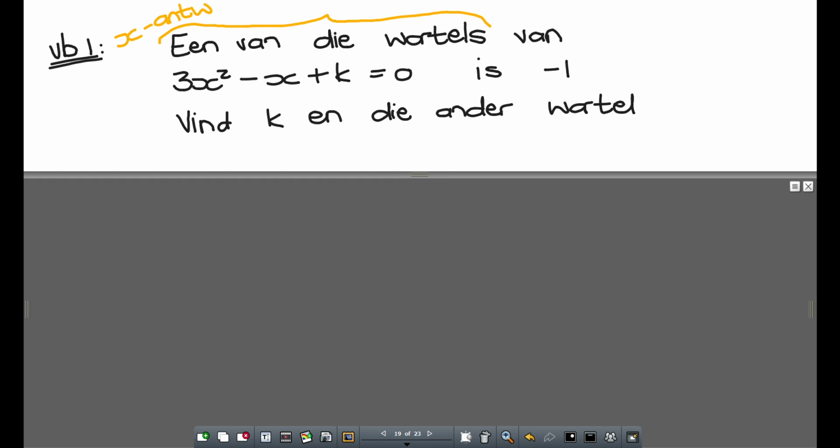So as hulle vir my sê een van die wortels van hierdie vergelyking is -1, it means that this -1 is one of my X answers. So met ander woorde, daai enetjie, it makes the equation true. Dit maak die vergelyking waar. Meaning, if I were to substitute that in, I am going to get equal to 0. Dis mos wat ons nou nog gesien het, as ons daai X-waardes instel. Do you guys agree? Waar. It makes it true.